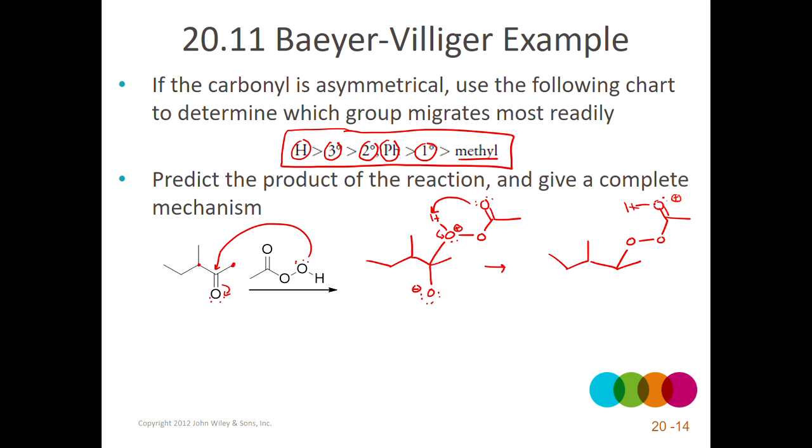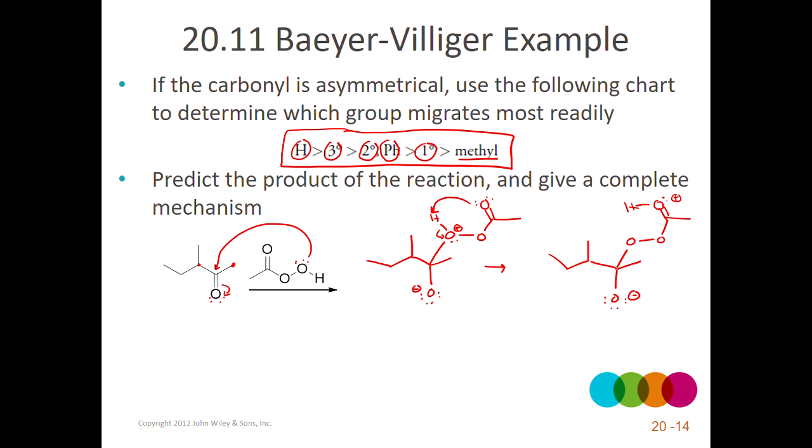Over here, the positive charge can be stabilized by resonance, not here. So that's another factor why this step would generally go in the forward direction. So then the next thing that's going to happen is the migration step. So we have to consult this order.